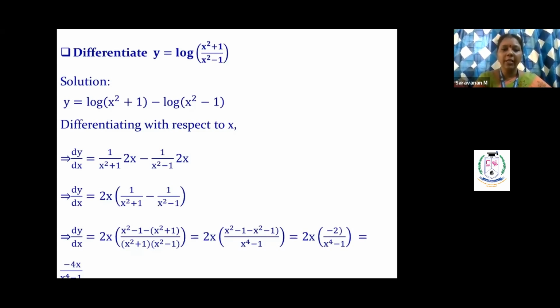1 by x squared plus 1 minus 1 by x squared minus 1. So if we are having the denominators two terms, take it as LCM and then simplifying, we are getting the dy by dx value as 2x into minus 2 by x power 4 minus 1. So at last simplifying, dy by dx is equal to minus 4x by x power 4 minus 1. So this is what we have to proceed for logarithmic function, right?